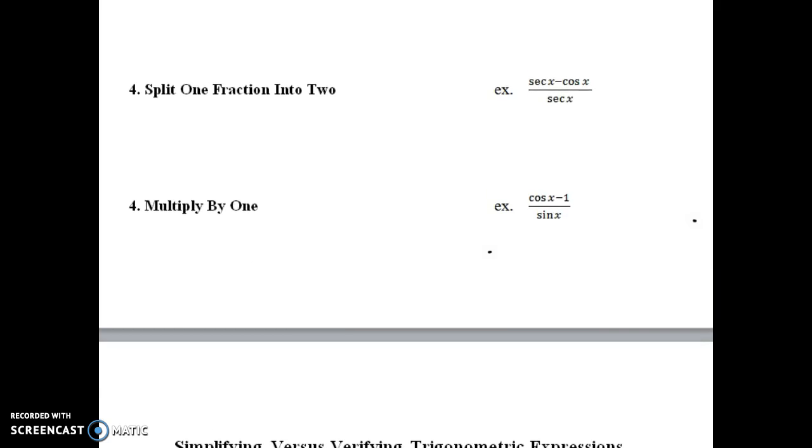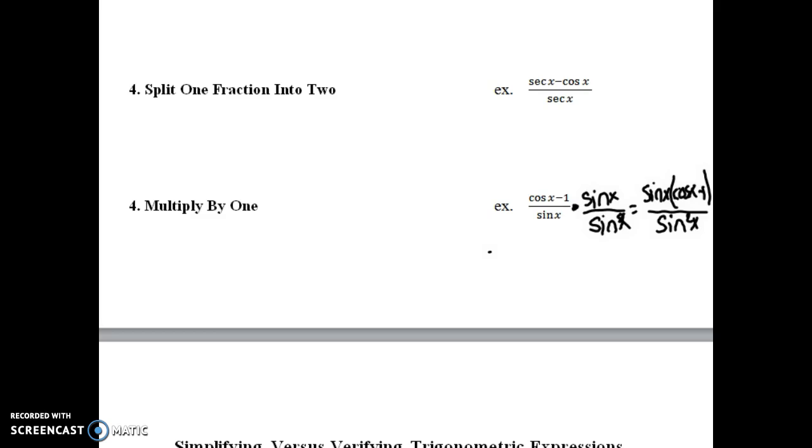The final strategy is to multiply by 1. So you see that we have cosine x minus 1 over sine x. Multiplying by 1 just means multiply the numerator and the denominator by the same thing. So what I'm going to do is multiply it by sine x on both the numerator and the denominator. Okay? Sine x. So then I could get sine x times cosine x minus 1 over sine squared x.